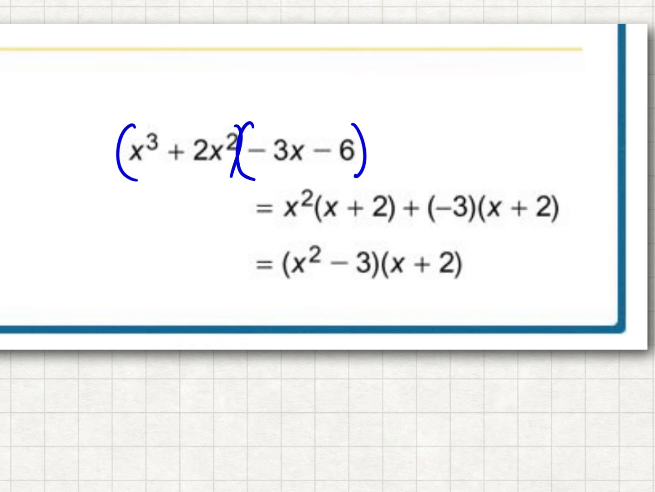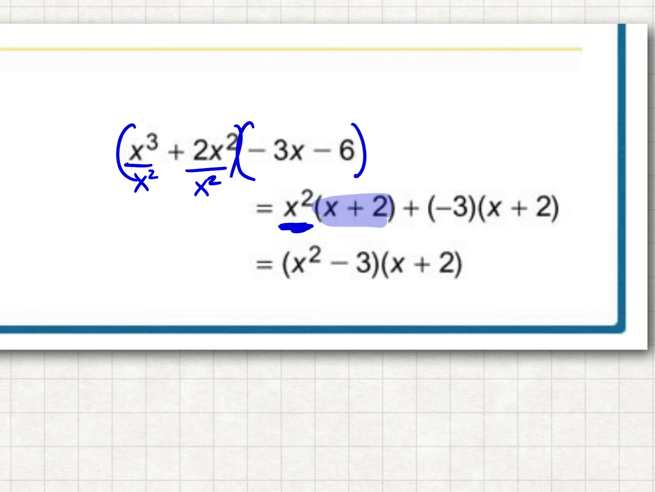So in my first group here, I have x cubed plus 2x. What would be the greatest common factor? Do both of them have x to the third power? No. They both have x to the second power. So I would take out an x to the second power. So I divide both of these by x to the second power. And then in my parentheses here, I have whatever's left. So that is x plus 2.